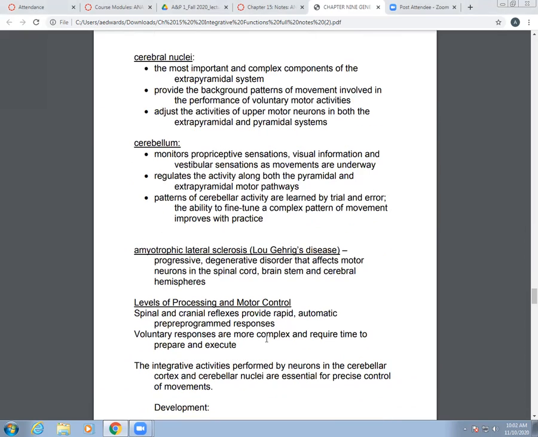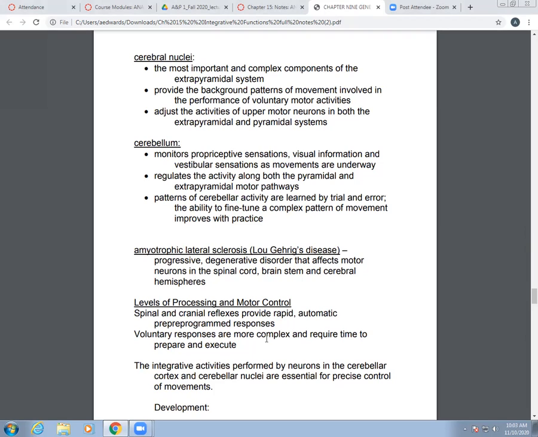All right, so then let's move on to the cerebral nuclei. And in the extrapyramidal system, these are considered to be the most complex and most important parts. So they're going to provide what we call background patterns of movement. They're involved in moving your voluntary muscles performing their activities. And here we're adjusting activities in your upper motor neurons and your extrapyramidal and pyramidal systems.